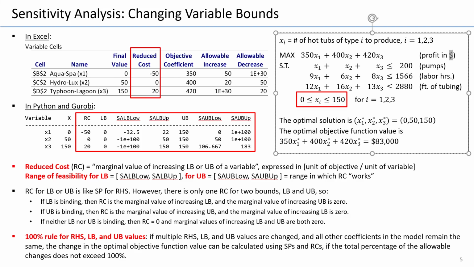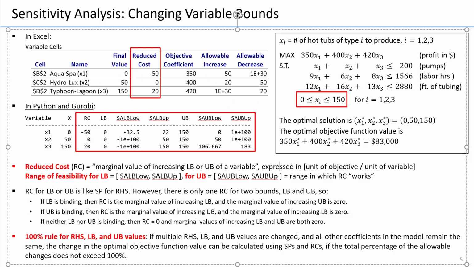Every lower bound is saying minimum 0 units of Aquaspas or Hydrolux or Typhoon Lagoons, and maximum 150 Aquaspas and so on. So reduced cost is like shadow price, and these ranges are actually also ranges of feasibility, but one is defined for the lower bound, and the other is defined for the upper bound.